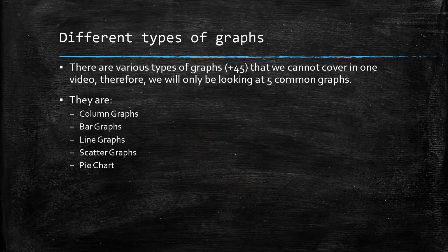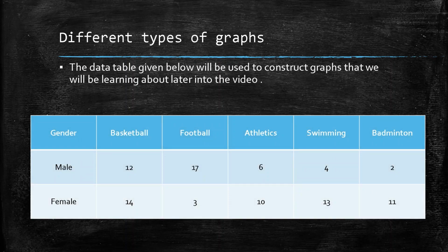Different types of graphs. There are many graphs that I am unable to cover within one video. Due to this, we will only be looking at 5 of the most common graphs. They are column graphs, bar graphs, line graphs, scatter graphs and pie charts. If you would like to see me cover any other types of graphs, send me an email to the email address given in the description or leave a comment. The following data table will be used to construct the graphs that we will be learning later into the video.